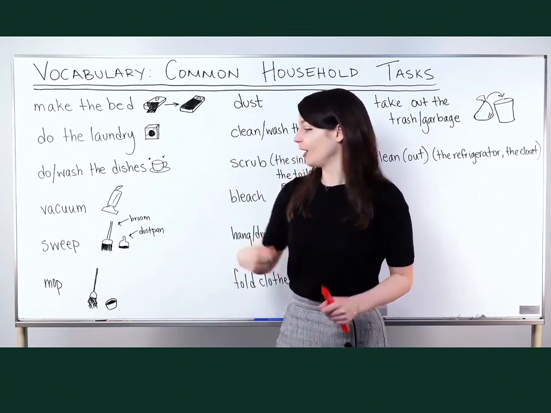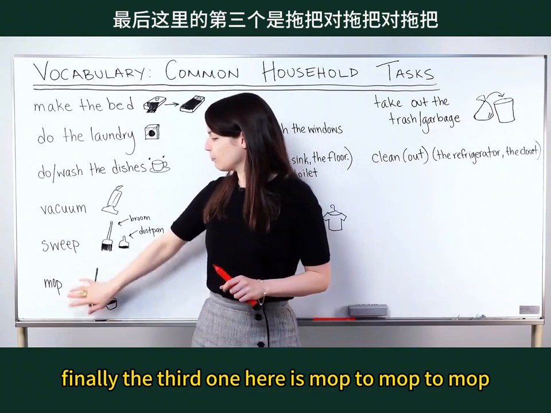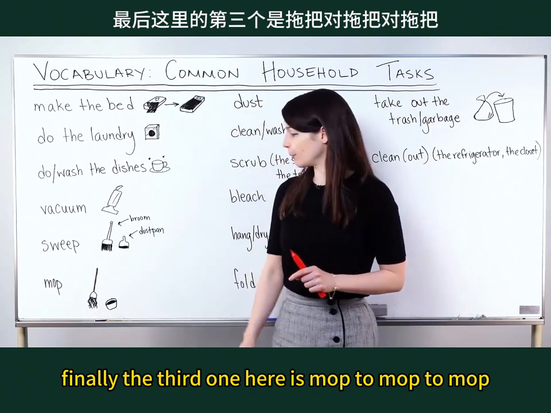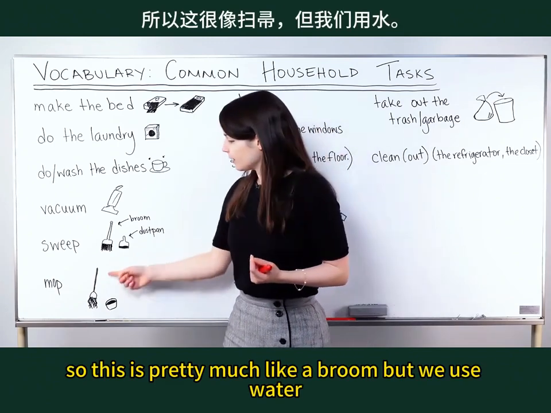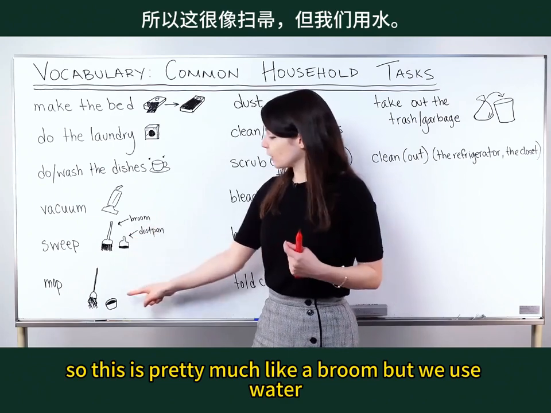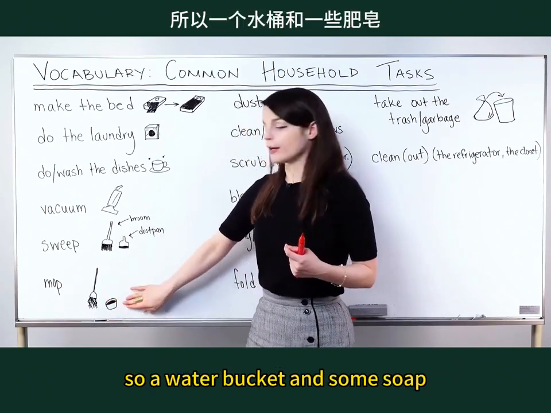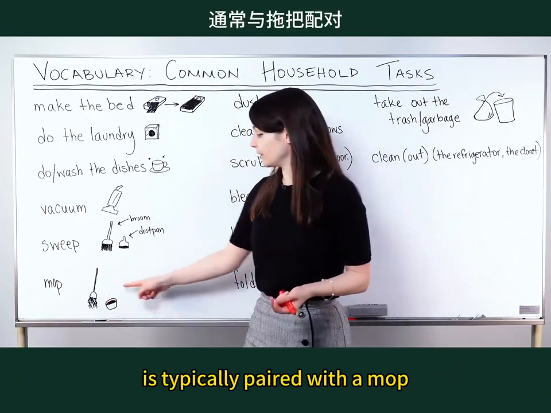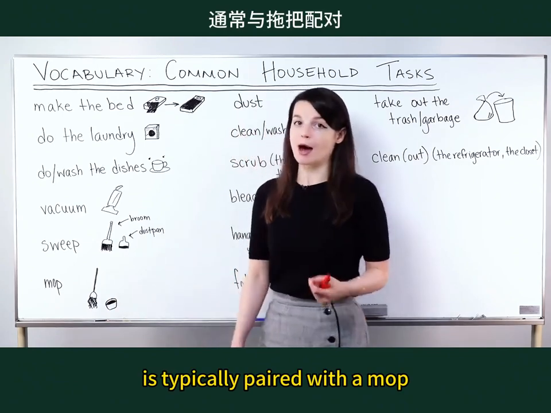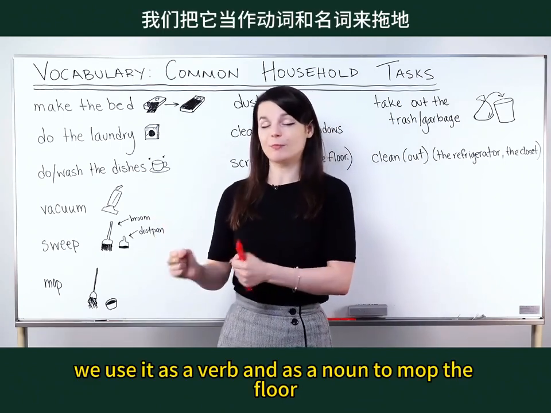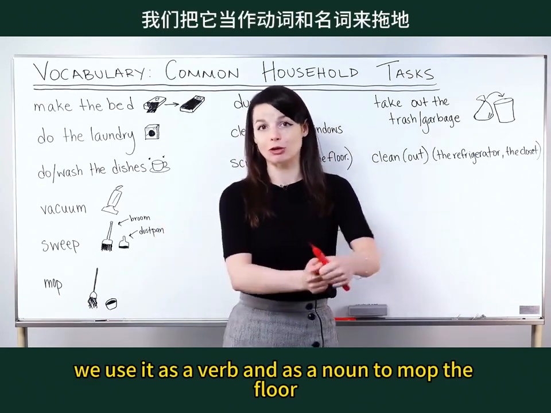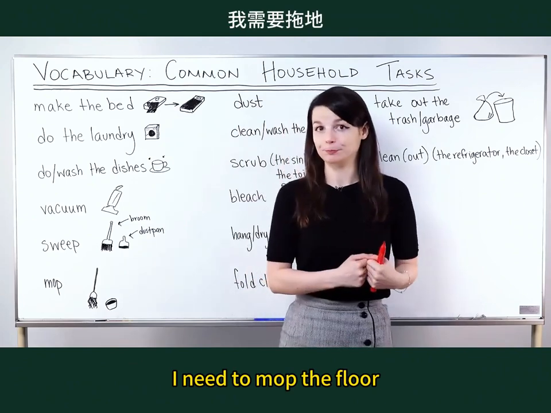Finally, the third one here is mop. To mop. And this object, this item, is called a mop. So this is pretty much like a broom, but we use water. So a water bucket and some soap is typically paired with a mop. So we mop floors. We use it as a verb and as a noun, to mop the floor. I need to mop the floor. Let's look at the next group.